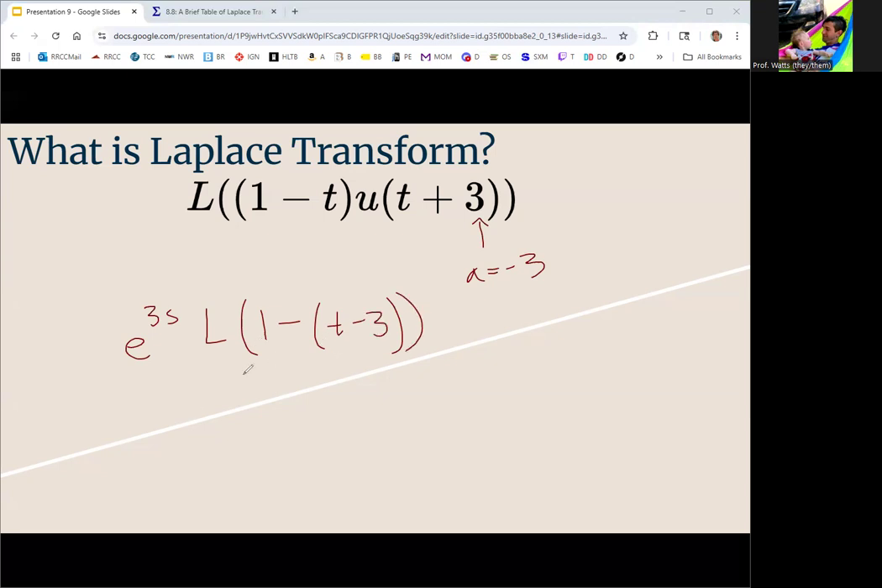Then you can go ahead and distribute. So 1 minus t minus 3, you get 4 minus t. And the Laplace transform of 4 is 4 over s, sorry, I think I messed that up on the previous one. The Laplace transform of 1 is 1 over s, so this should be 4 over s. And on that previous slide, it should have been 9 over s, sorry. And then t is the 1 over s squared.